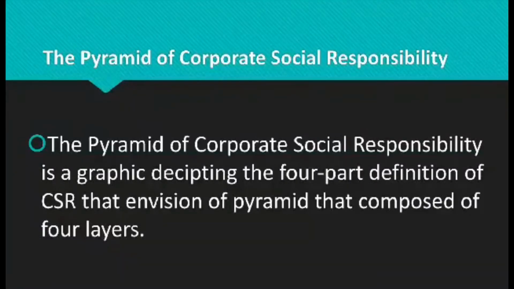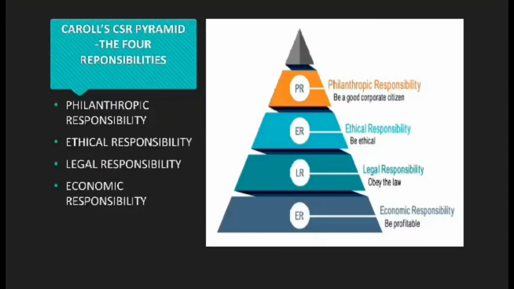corporate social responsibility. The pyramid of corporate social responsibility is a graphic depicting the four-part definition of CSR that envisions a pyramid composed of four layers. He set this out as a pyramid with four different levels. At the bottom of the pyramid is the economic responsibility, then come legal responsibility, ethical responsibility, and at the top of the pyramid is the philanthropic responsibility. Now, here are the other members explaining Carroll's CSR pyramid.